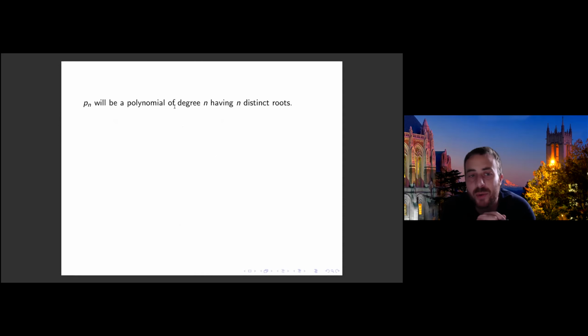So in this talk, I will consider polynomials of degree n having n distinct roots. And until the very end of the talk, everything's going to be real valued. So the polynomials are going to be real valued. They're going to be on the real line. They're going to have real roots. And then towards the end of the talk, I'll switch to the complex plane. And you'll see when I switch.